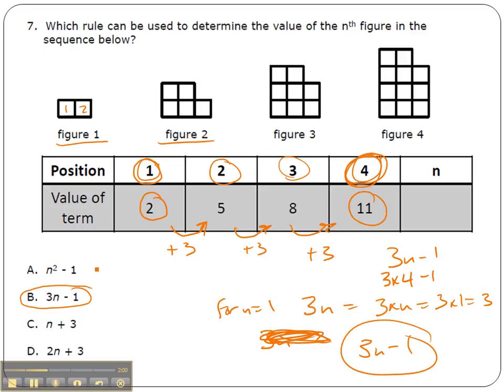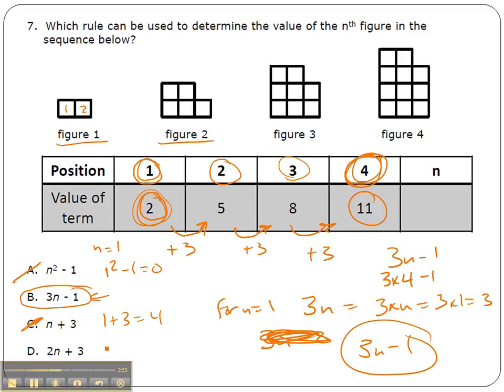Another way you could do this problem is you could take different values of n and try the different answer choices. If n equals 1, answer choice A would be 1 squared minus 1. 1 times 1 is 1, and 1 minus 1 is 0. That's one way to rule out answer choice A because the first term is not 0. We already know it works for B. If I try n equals 1 for the rule in answer choice C, we'd have 1 plus 3. That's 4, not 2. So we can rule that out.